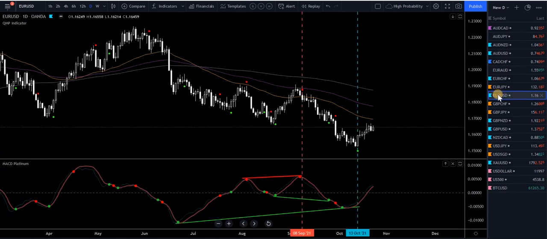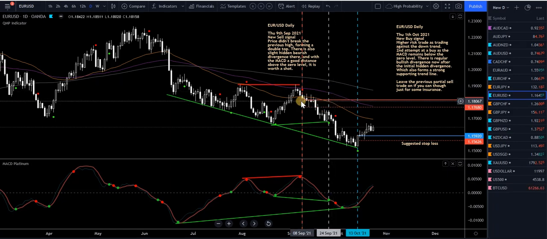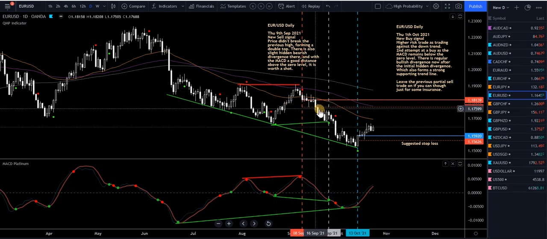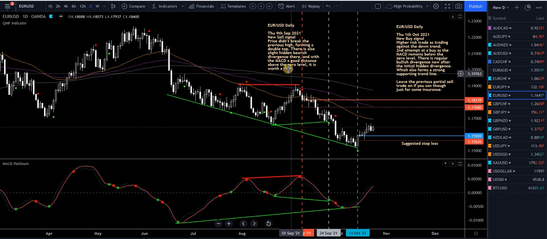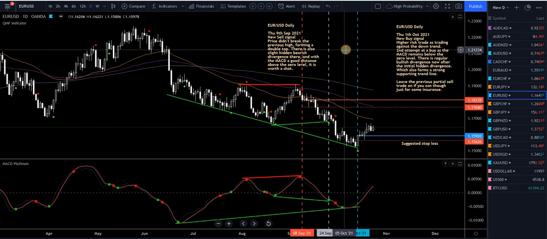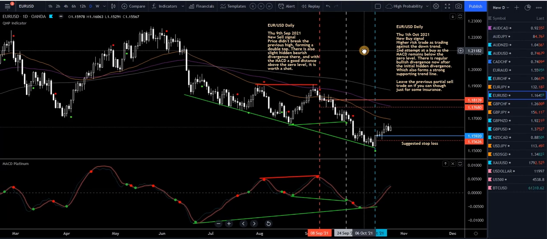Euro USD, what are we in here? We're in a sell from back here. Trend was down, that's why I left a sell on. That's probably why I called it. So you can read the notes for the sell there. And everything's out of whack, isn't it?